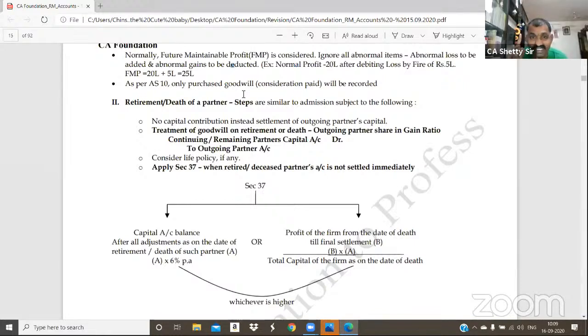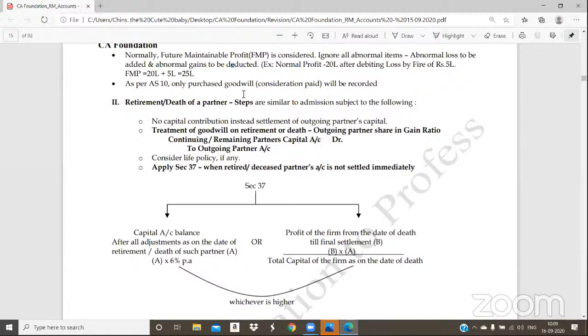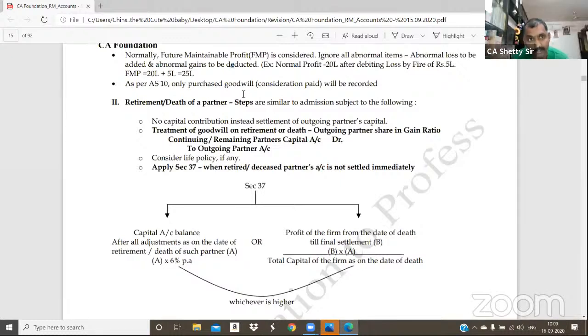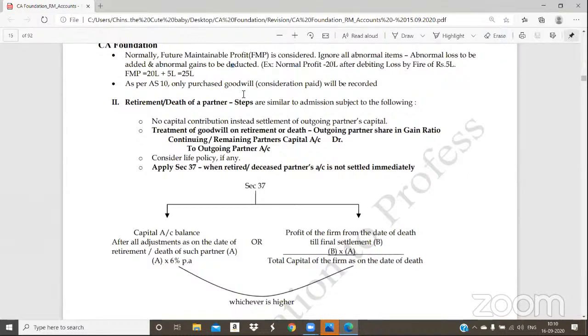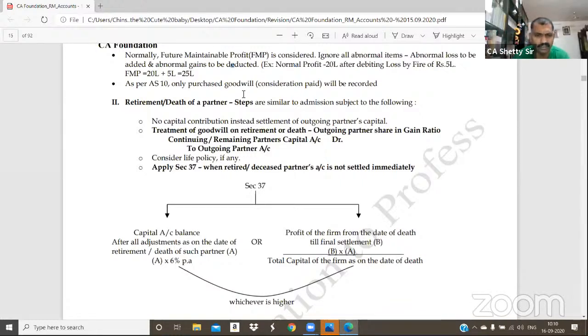Deceased is spelled D-E-C-E-A-S-E-D. Dis is disease. Coronavirus is a disease. If you keep on meeting people without social distance and someone dies because of that, the word is deceased. So, deceased partner's capital account. Understood? Fine. You have to compulsorily transfer to the executor's account. From there, you pay it or keep it as a loan. No issue. Then we have to discuss life policy, which comes a little later.